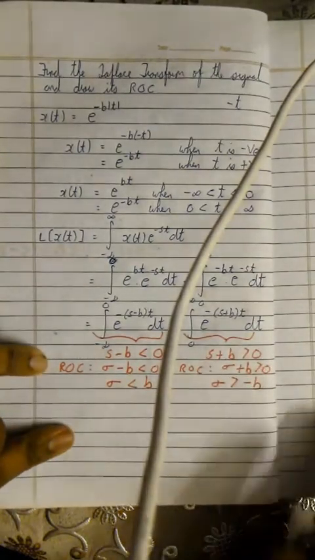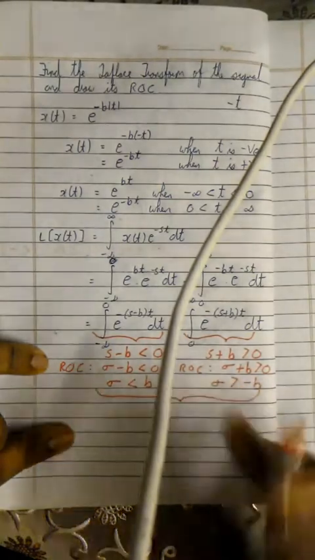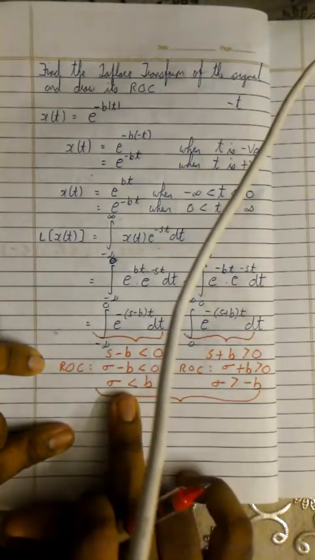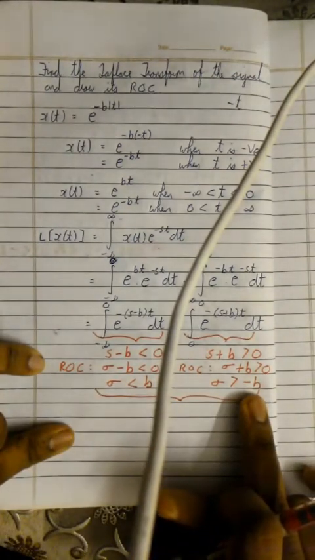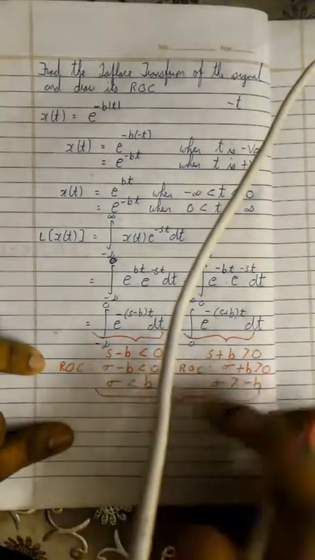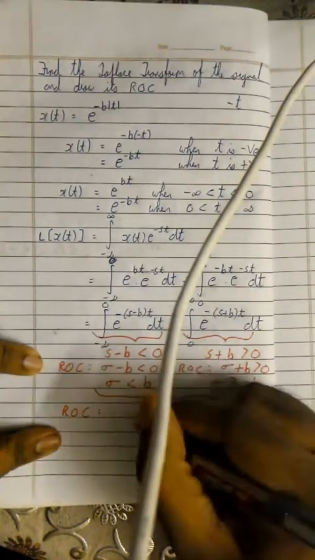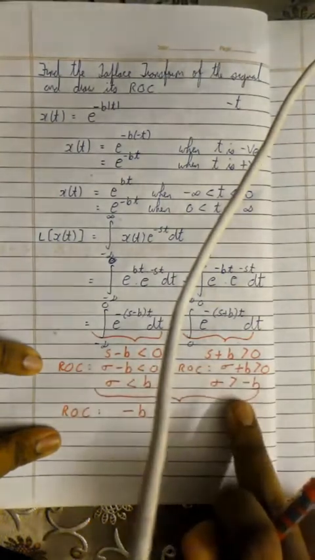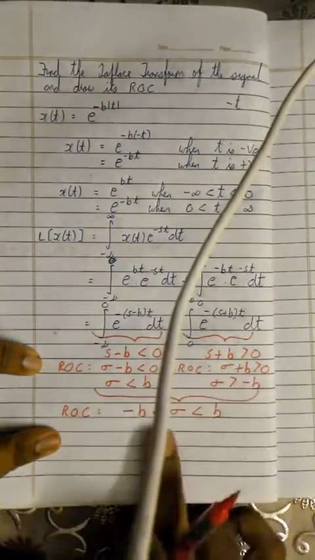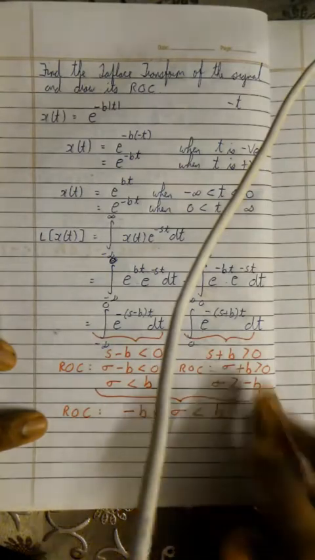Okay, so from here itself you can understand what's the overall ROC. The overall ROC is the ROC that satisfies both these conditions. It is less than one value, and greater than the other value. So the overall ROC is between these two values. So that means the ROC of this answer is minus b, which is less than sigma, which is less than plus b. This is the region of convergence of this equation. Okay, so now let me continue my problem.